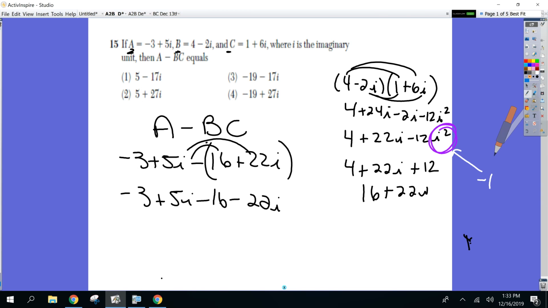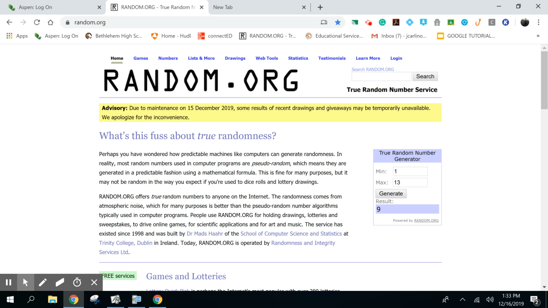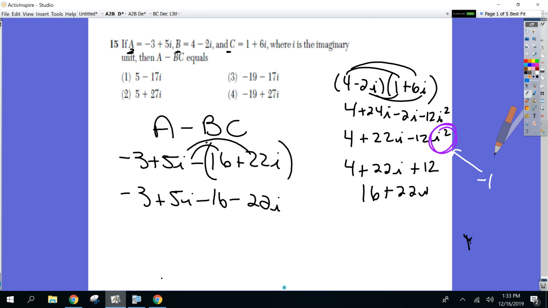All right, finish it for me here. Combine your like terms so we can move on. Negative 19, got it. Plus negative 17i, got it. Which would be choice 3. But choice 4 is what you would have gotten without the parentheses. Okay? Everyone good there? Questions, anything?